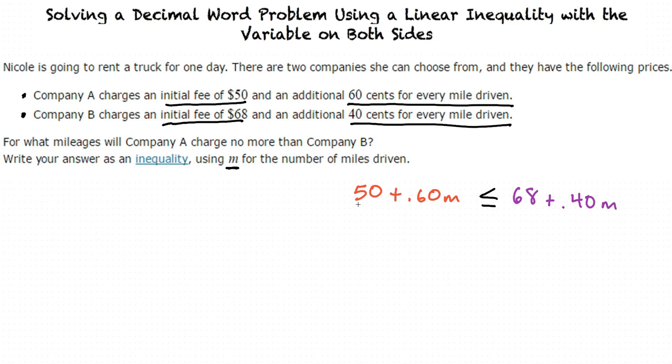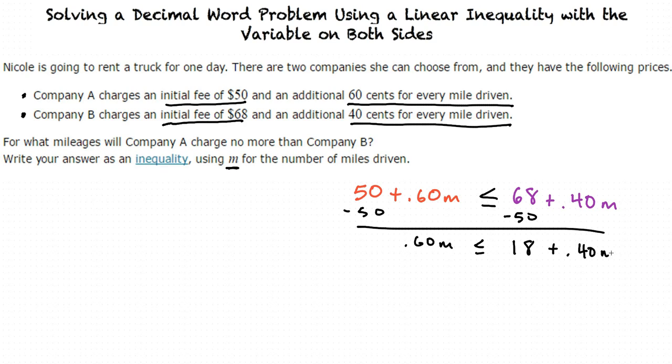So the first step we could take is to subtract 50 on both sides. Which will leave us with 0.60m is less than or equal to 18 plus 0.40m. Then we could subtract 0.4m from here to get m alone on this side, leaving us with 0.20m is less than or equal to 18.